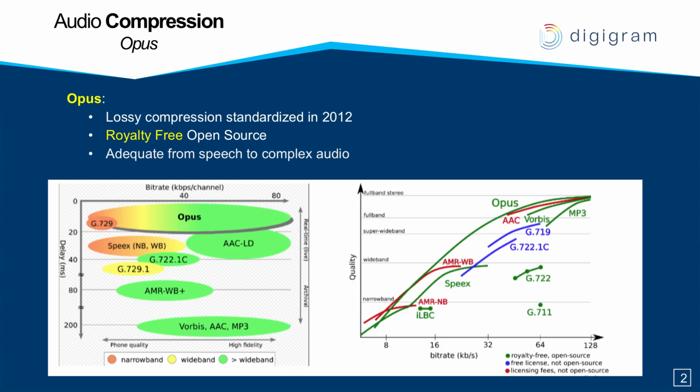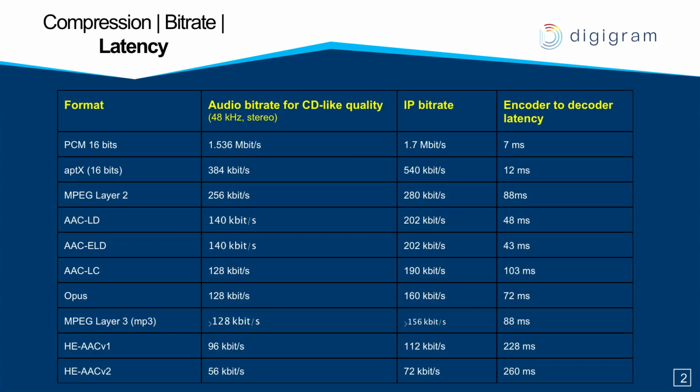So it's also widely used for doing complex audio from speech to music and doing it at a very reliable and doable bitrate. So let me put up a chart that shows you IP bitrate and encoder to decoder latency. This is the fastest bitrate requirement to the lowest or slowest bitrate requirement, and the various compression algorithms to do 48 kilohertz CD-like quality stereo audio.